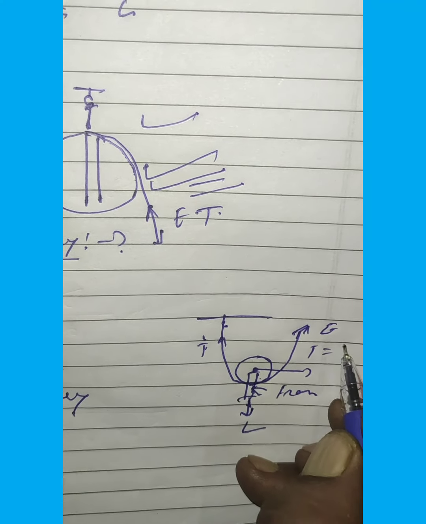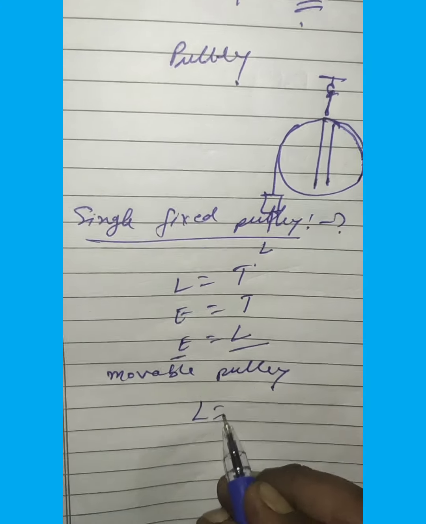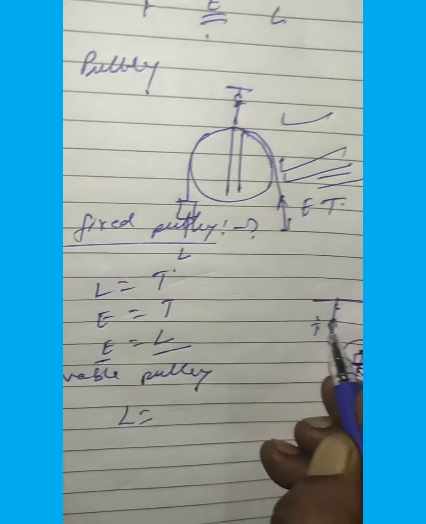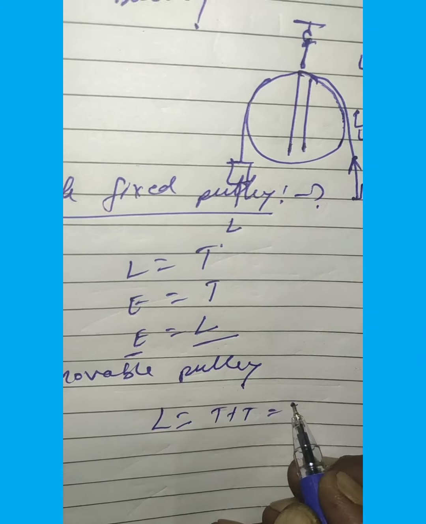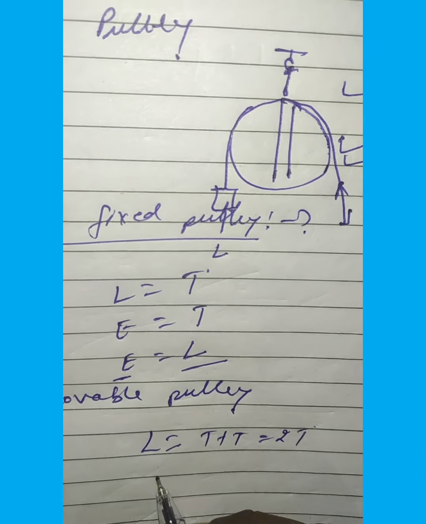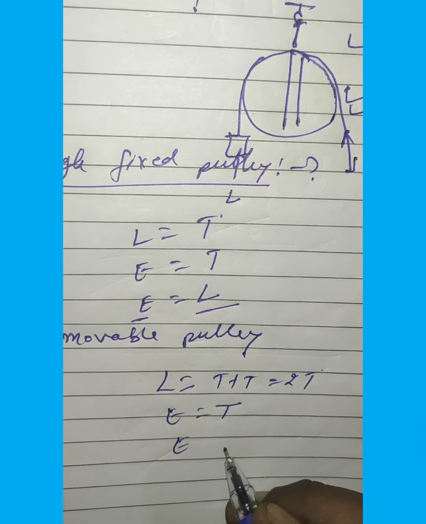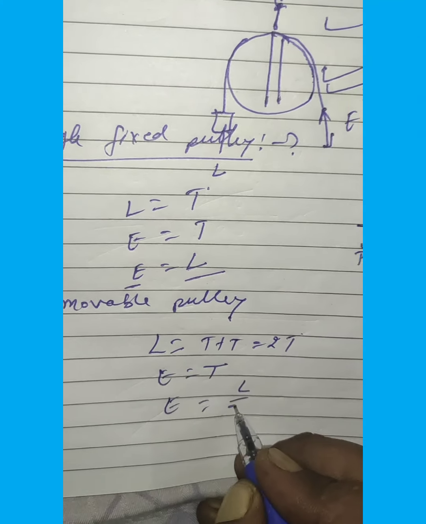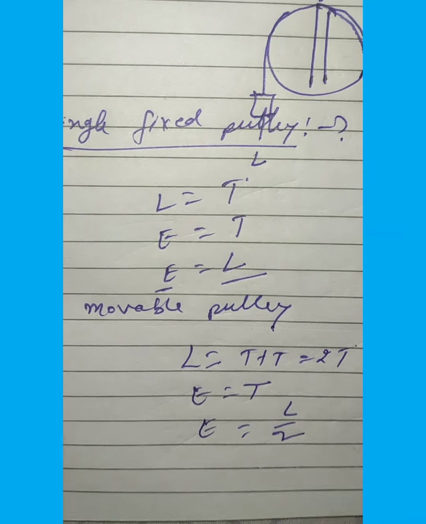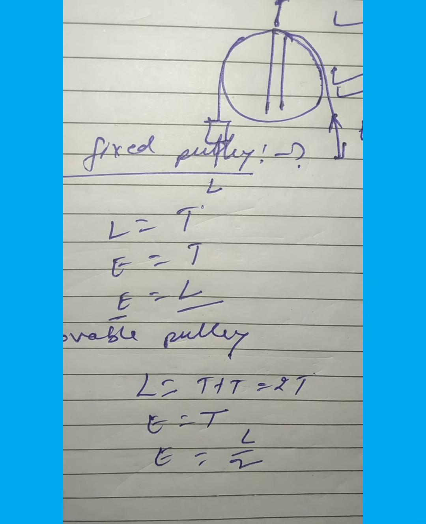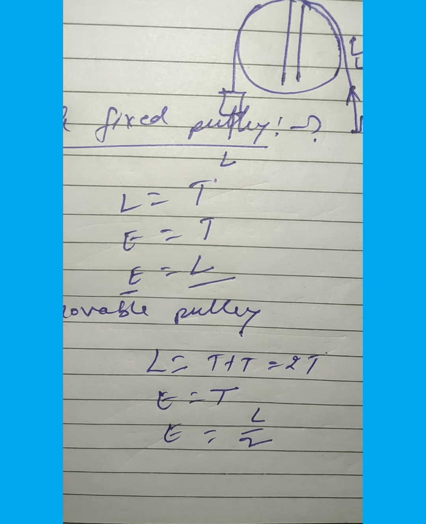Tension is equal to effort. In such a system, the load will be equal to this tension plus this tension: T plus T is equal to 2T. But effort is equal to T. So effort will be equal to half of the load. Thus using a single movable pulley, a load can be lifted by applying an effort equal to half the load. So a single movable pulley acts as a force multiplier.